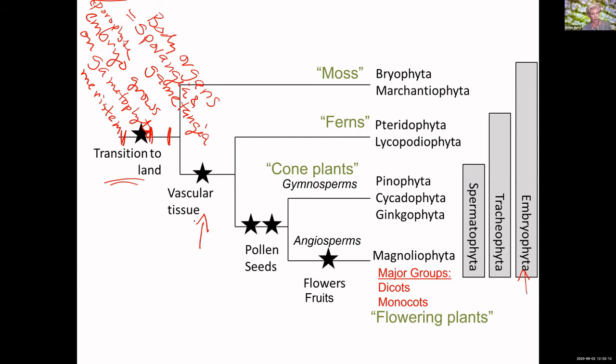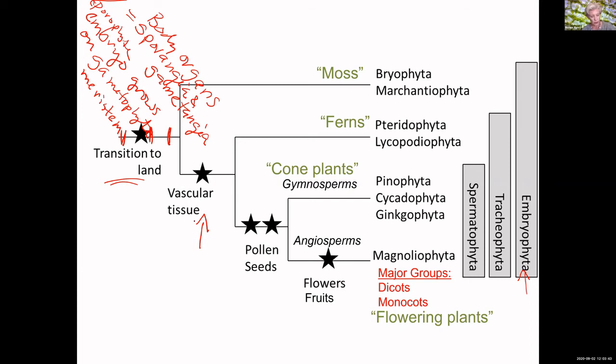Vascular tissue evolved and now exists in the groups of plants that we consider ferns or fern-like. And then also the cone plants and the flowering plants also have vascular tissue. So once vascular tissue evolves, we have much larger plants. We go on to diversify and take over the world, basically. So the fern-like plants are going to be plants that are in the groups Pteridophyta and Lycopodiophyta. Never heard those words? We'll look at some examples in a few minutes.